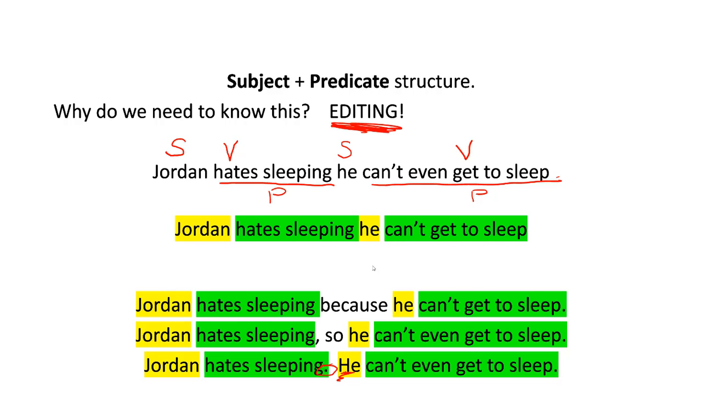So Jordan hates sleeping. Yeah, this one doesn't really work so much. Jordan hates sleeping, but sleeps well on Tuesday. So the he is omitted. It's still there. It's just not written in. The inference is that it's still there, so it still works as a compound sentence. Hope that didn't confuse you. Subject predicate, really important.